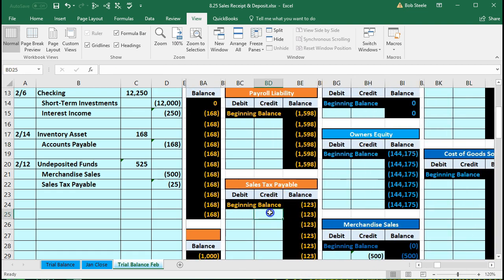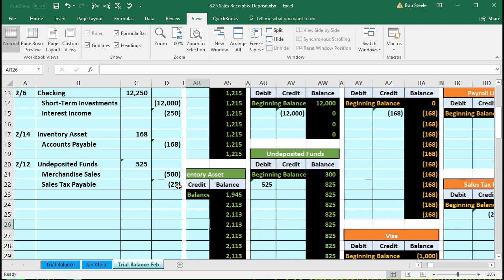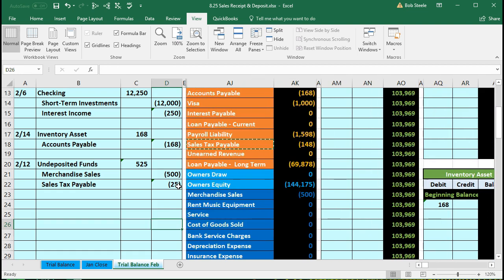We want to be on the credit side. We're in cell BD25. We'll say that equals, point to this 25 and enter. The amount goes up to 148, what we owe for the sales tax payable to the state. Scrolling back over, we see that same amount here on the trial balance. That's going to be the first component of this transaction.